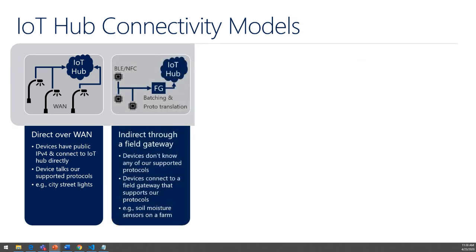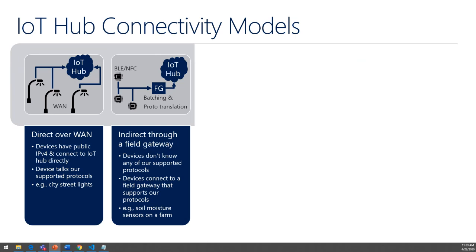And then there's devices out there that can't easily connect to IoT Hub. And so the next model is really indirect through a field gateway. So these devices don't know any of our supported protocols. Think of Bluetooth, NFC, little wearable devices with Bluetooth modules. They're not going to be able to connect to IoT Hub directly. And so for them, it's best to bring in a field gateway. These field gateways already have support for our protocols.